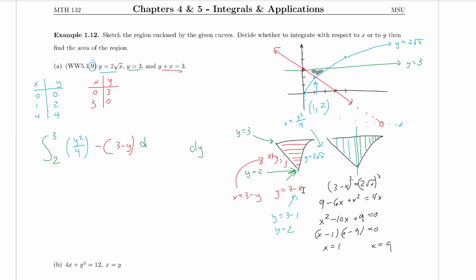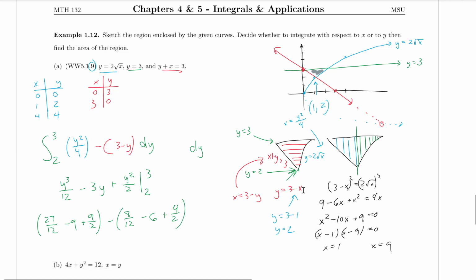Let's go ahead and make that green, I guess. Okay, so now let's find this integral. We have y cubed over 12 minus 3y plus y squared over 2, evaluated from 2 to 3. If we plug in our 3 there, we get 27 over 12 minus 9 plus 9 over 2, minus 8 over 12 minus 6 plus 4 over 2. We can leave that as our final answer for our area right there. We don't need to simplify it at all.